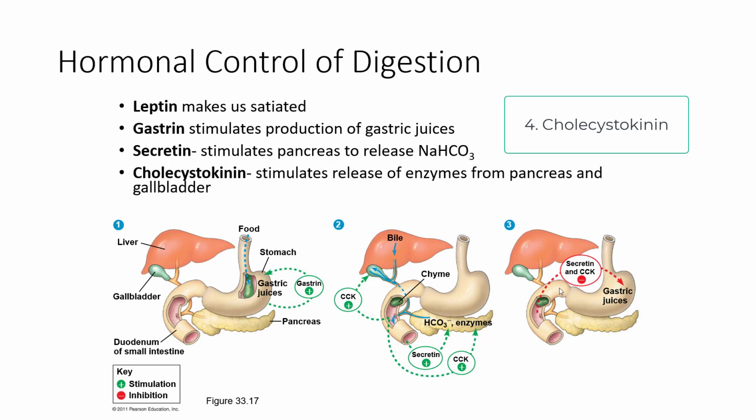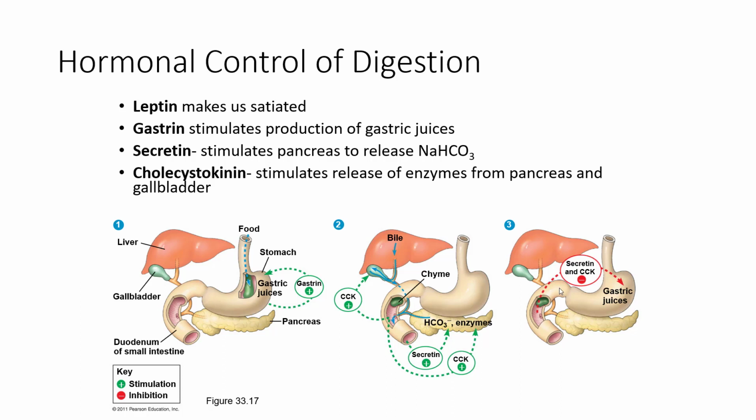Cholecystokinin stimulates the release of enzymes from the pancreas and gallbladder to digest food in response to the detection of a high-fat, high-protein diet. If you eat a dozen chicken wings, your stomach will hold on to them longer as they are secreted into the small intestine, and your body releases secretin and cholecystokinin to make your chicken wings get digested in the small intestine.